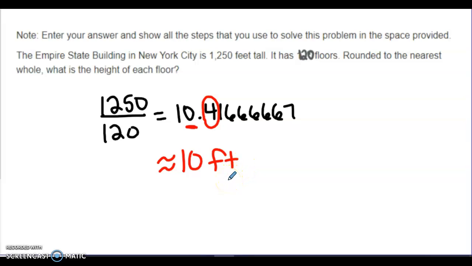That is just an estimate. And then you would just want to show all your work and use your words as needed.